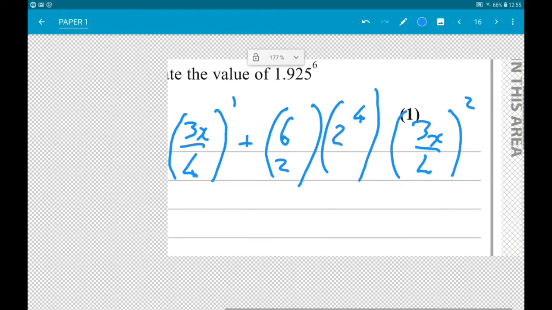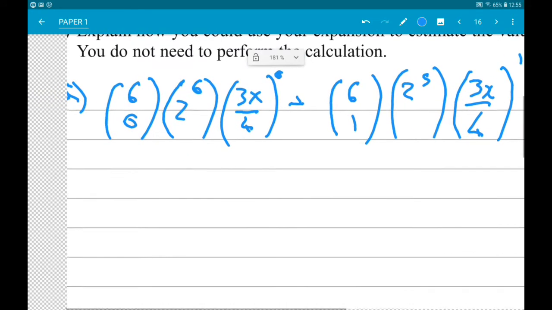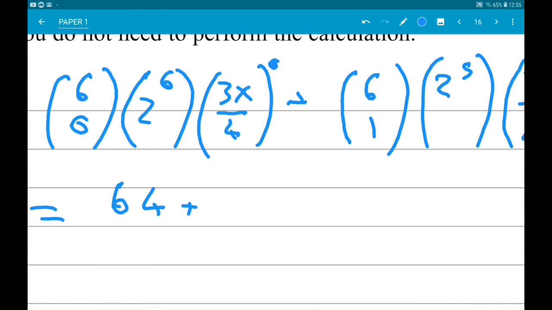Okay, so first term is nice. That's just 2 to the power 6, which is 64. Second term, 6 choose 1 is 6. So we got 6 times 32, which is 192, times 3x over 4.